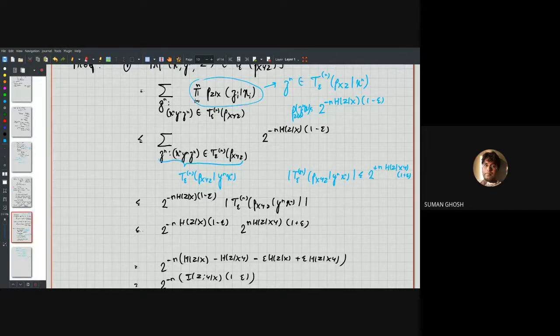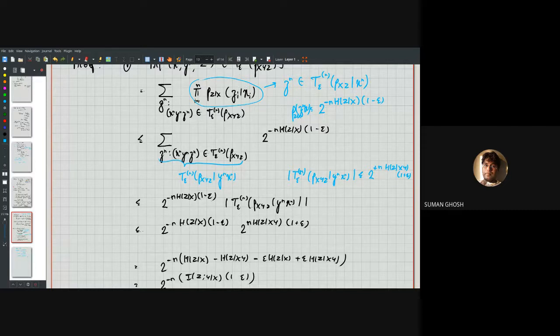So, sir, to summarize the steps, first we are calculating the probability that x, y, z are jointly typical. Now we are fixing y, summing over all yn, and choosing those z that are jointly typical with x. After that, we are taking all yn given x, right, sir?